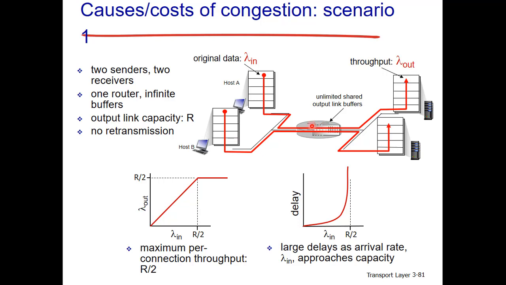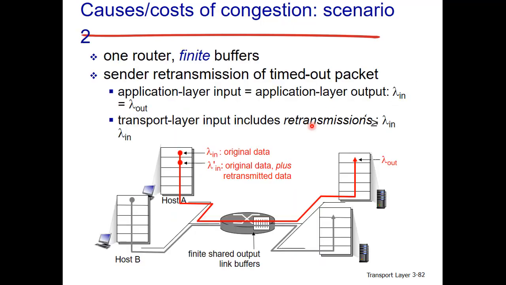So there is no issue caused by packet loss because of the router. The only thing that matters here is the link capacity. So link capacity cannot be increased by each of the respective host A and B. So there's another scenario which has finite buffers. Now assume that this router has finite buffers.